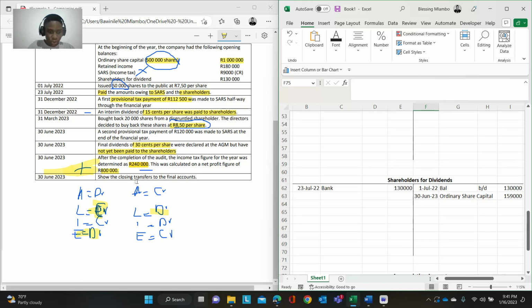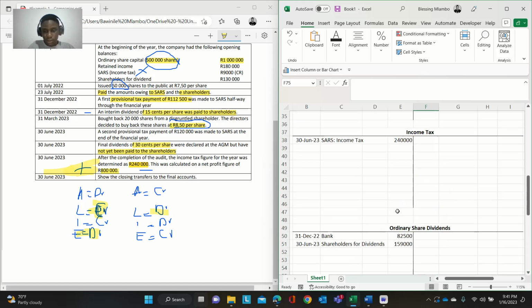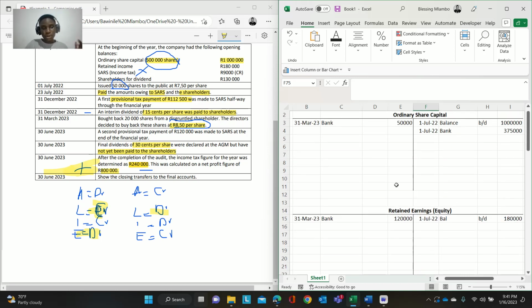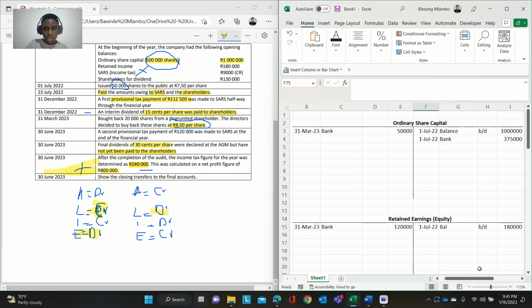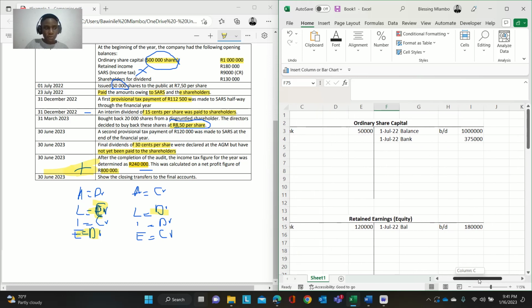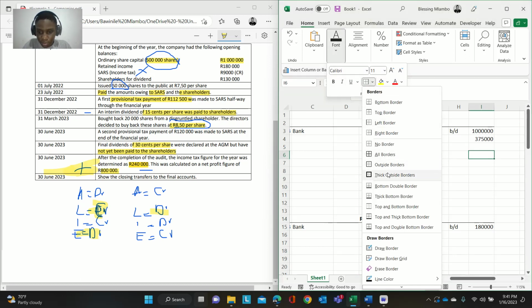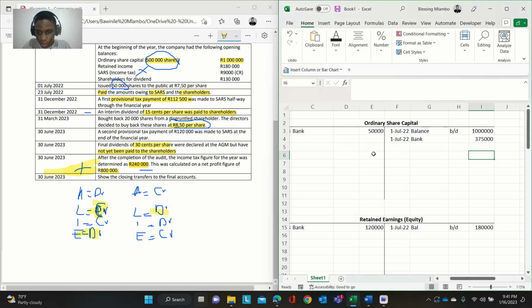So they say show the closing transfers to the final accounts. So now we're probably done recording all of our journal entries for the year. Now we just need to close off these accounts. So we start with the ordinary share capital. We say, okay, let's close off this account. Which side between the two is bigger, right? Which side between the two is bigger?